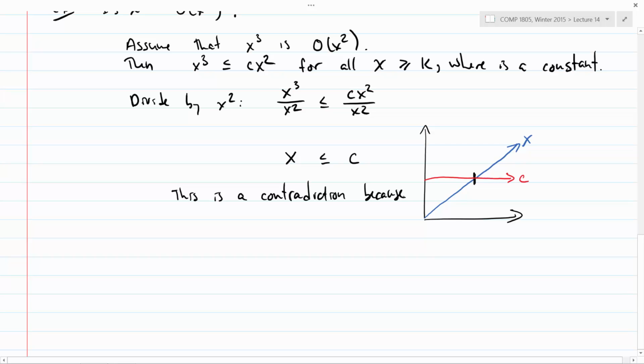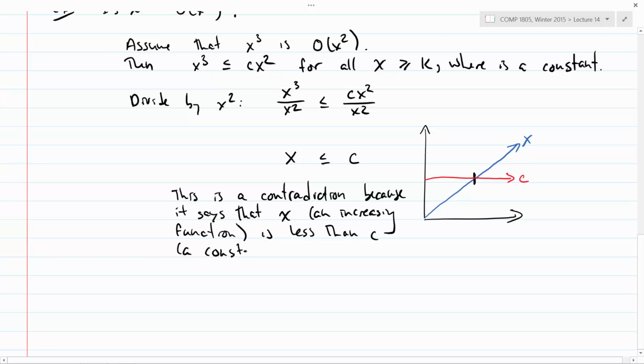This is a contradiction because it says that x is always less than a constant. So if you have a function that's increasing, it grows and grows and grows over time, it never dips back down, that will always exceed some fixed constant.